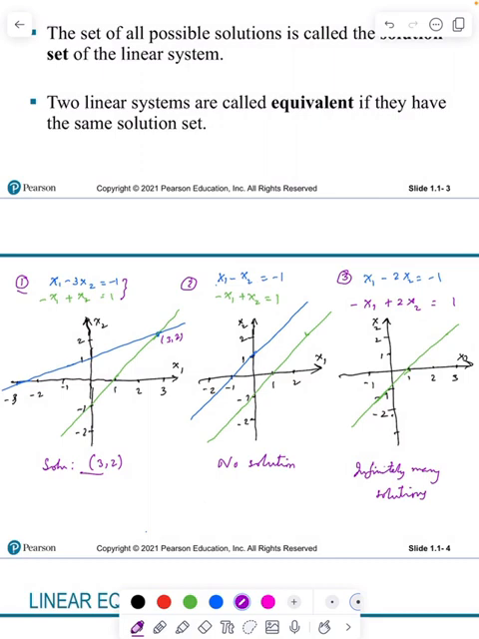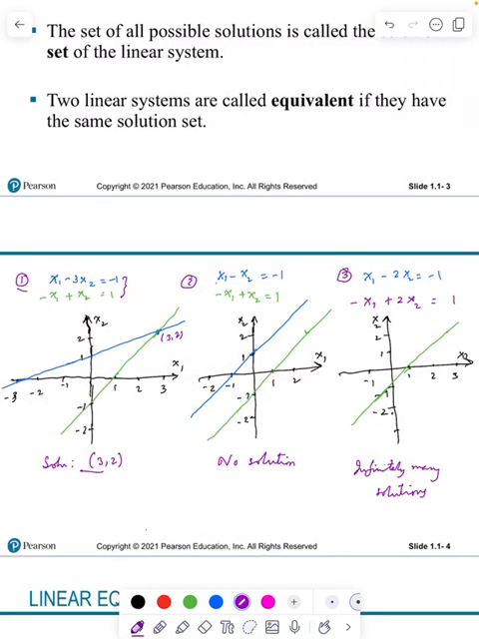Now, next two lines, look at them. When we graph them, they are parallel lines. When we have parallel lines, they will never meet. The parallel lines never meet each other, they just go side by side along. So in this case, we have no solution.